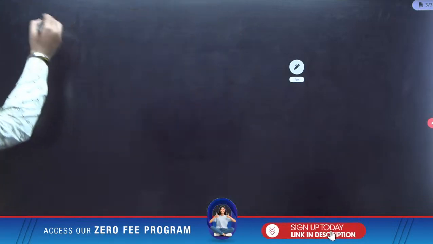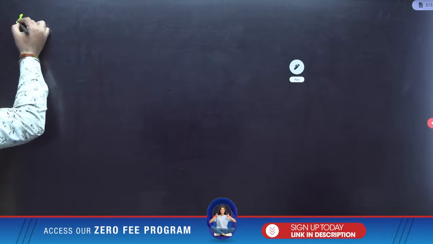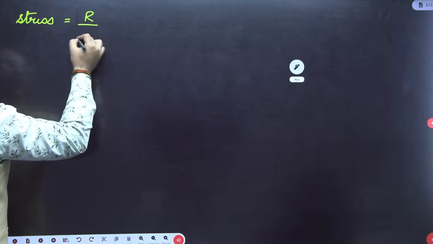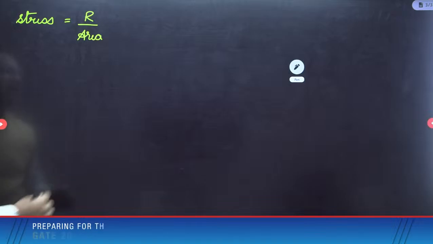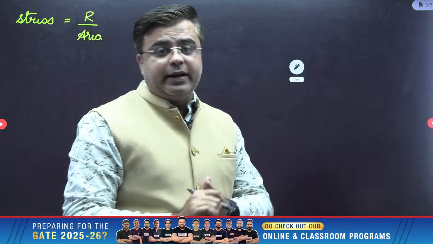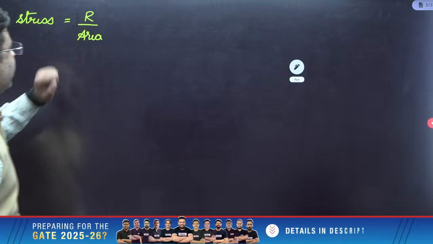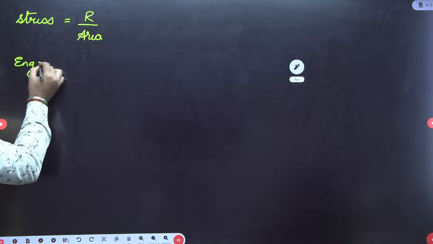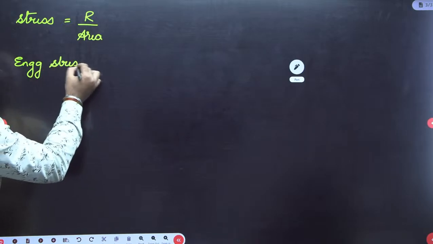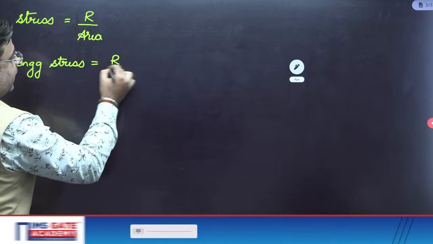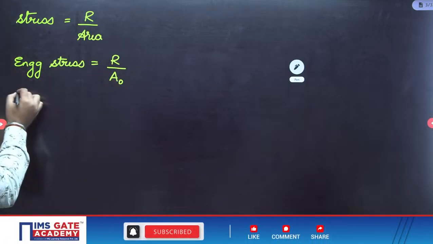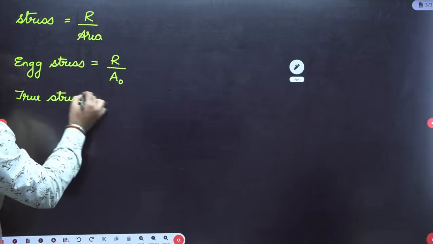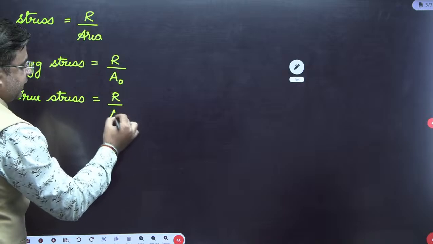Now starting from the first chapter, simple stresses and strain, first thing is stress. Stress is basically the internal resisting force divided by area. Depending upon the type of area you are considering, these stresses are of two types. First one is called engineering stress. Engineering stress is termed as the internal resisting force divided by the original area A0. And then you have the true stress. True stress is equal to the internal resisting force divided by the actual area. Please take care of both the things.